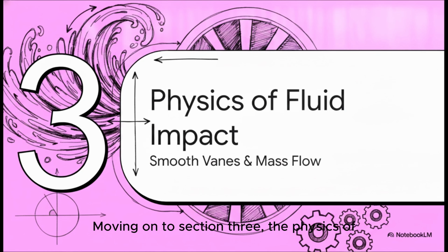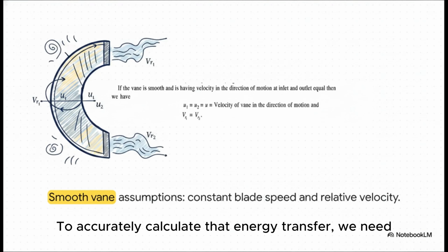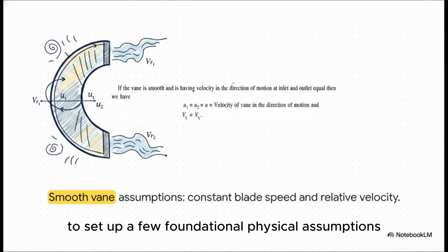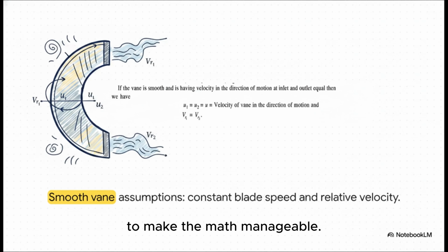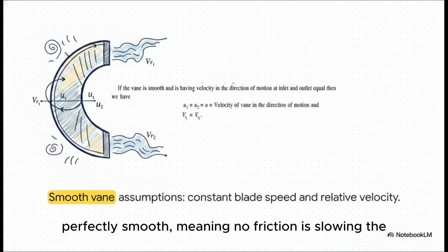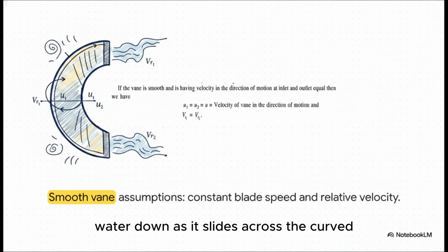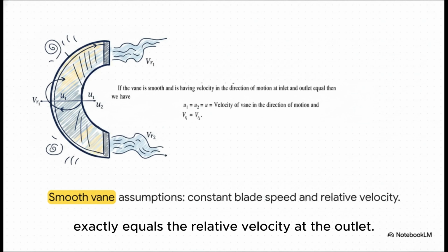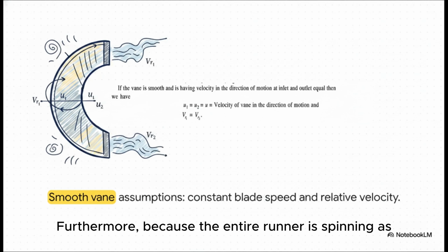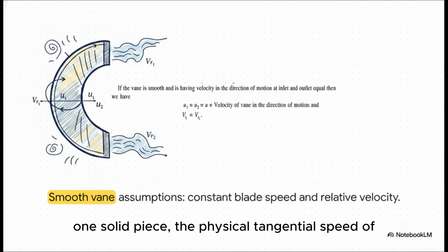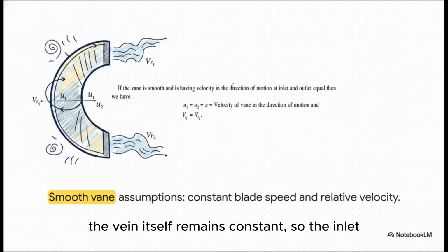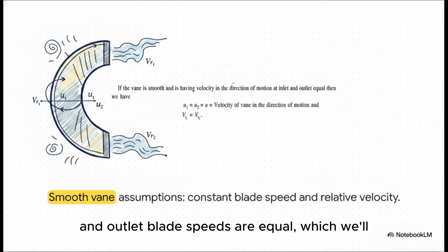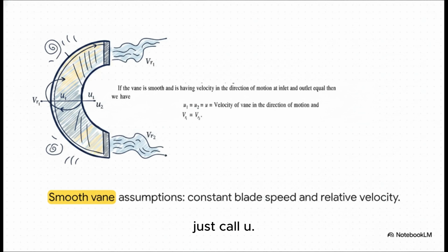Moving on to Section 3, the physics of fluid impact. To accurately calculate that energy transfer, we need to set up a few foundational physical assumptions to make the math manageable. First, if we assume the metal vane is perfectly smooth, meaning no friction is slowing the water down as it slides across the curved plate, then the relative velocity at the inlet exactly equals the relative velocity at the outlet. Furthermore, because the entire runner is spinning as one solid piece, the physical tangential speed of the vane itself remains constant, so the inlet and outlet blade speeds are equal, which we'll just call U.